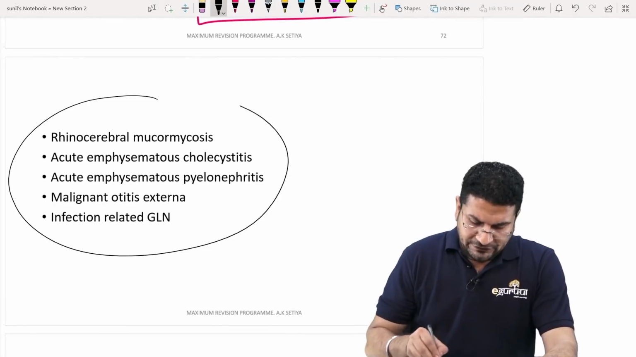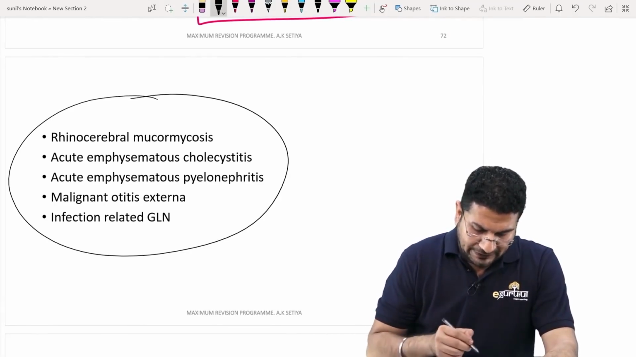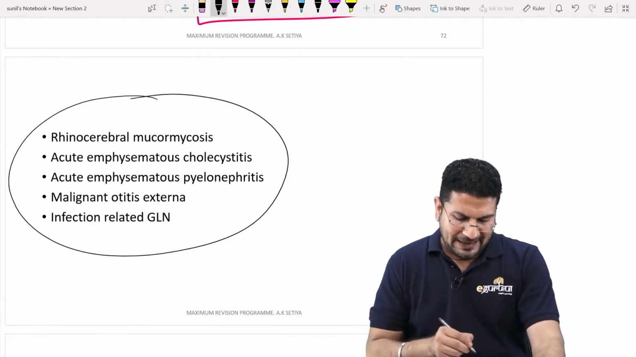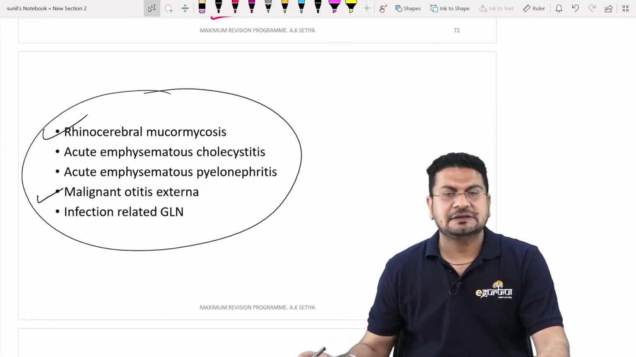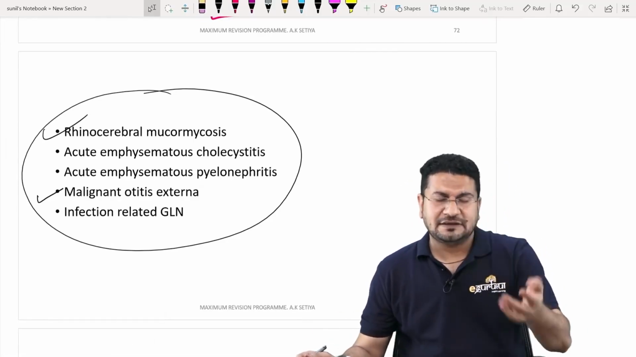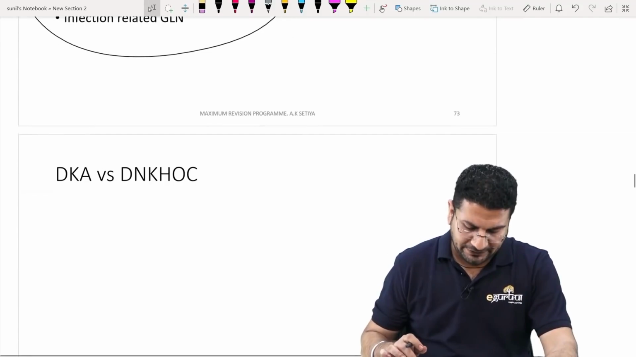These are infections which are unique to diabetes. You can see rhinocerebral mucormycosis and malignant otitis externa. Others are seen too, but these are commonly asked in MCQs. These are exclusively seen in diabetes.